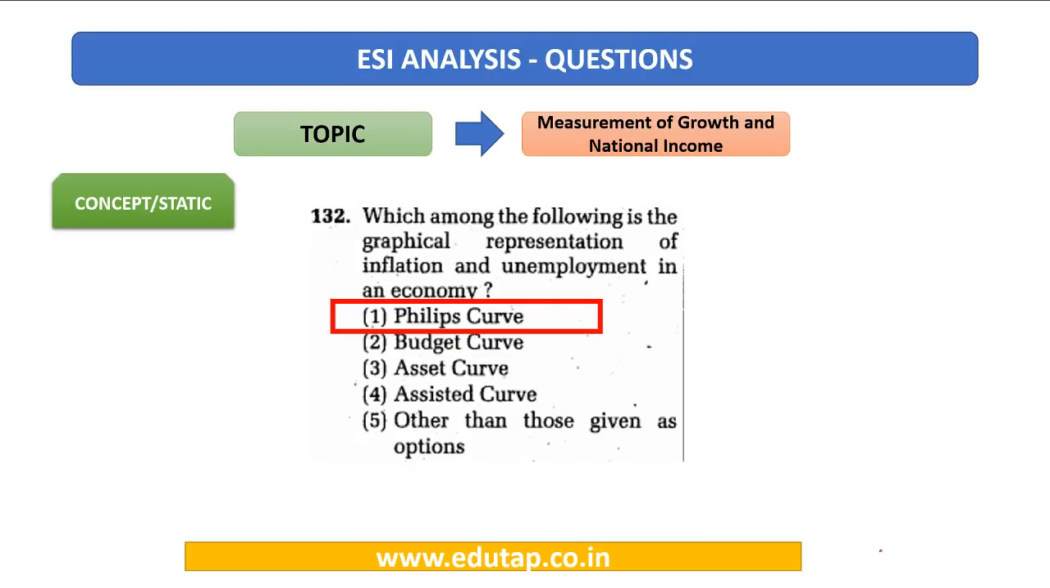Now the next question says, which among the following is the graphical representation of inflation and unemployment in an economy? Now this particular question, answer is Phillips curve. It is linked to measurement of growth and national income. Now these are certain concepts that you need to be aware of. Okay, so all the important curves, what do they stand for? What are the two parameters they are comparing? So try and jot down these important points, because any of it, if it comes in the examination, it's a very short question. If you see, they're not going very deeper into it. You just need to know what do you mean by Phillips curve. That's it.